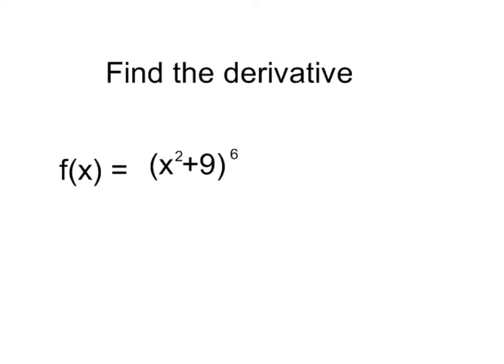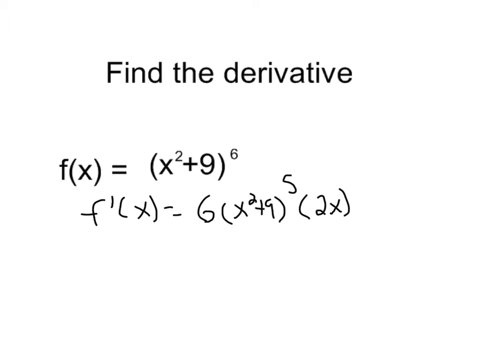So let's take a look at f of x equals the quantity x squared plus 9 to the 6th power. If we wanted to take the derivative of this, everybody looks at it and goes, okay, that's a chain rule. So f prime of x is equal to d out of in times d in, or 12x times x squared plus 9 to the 5th power.